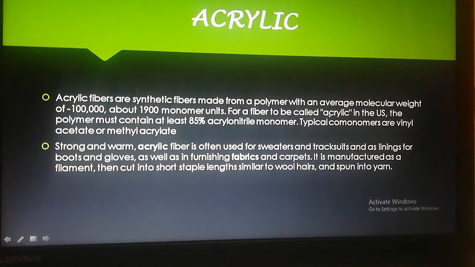So the topic ends here. This is part 1 of this chapter, synthetic fibers and fabrics, and in part 2 we will discuss the plastics.